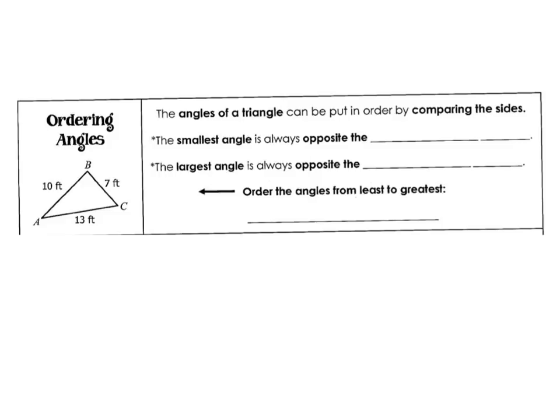All right, so now we want to talk about ordering angles. The angles of a triangle can always be put in order by comparing the sides. The smallest angle is always opposite the shortest side. And the largest angle is always opposite the, you guessed it, longest side.